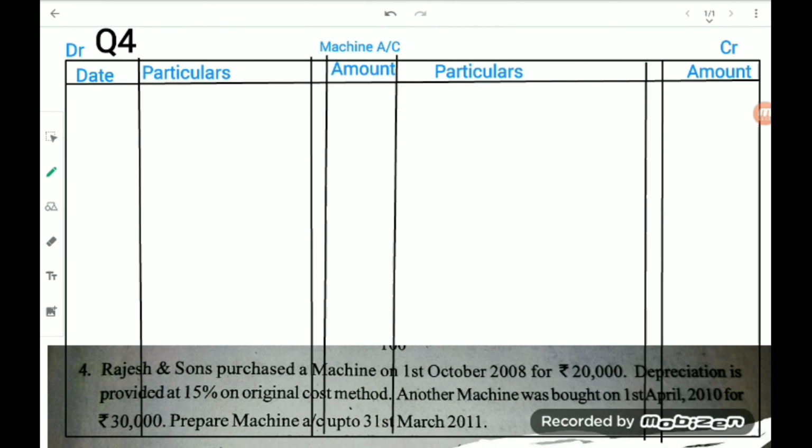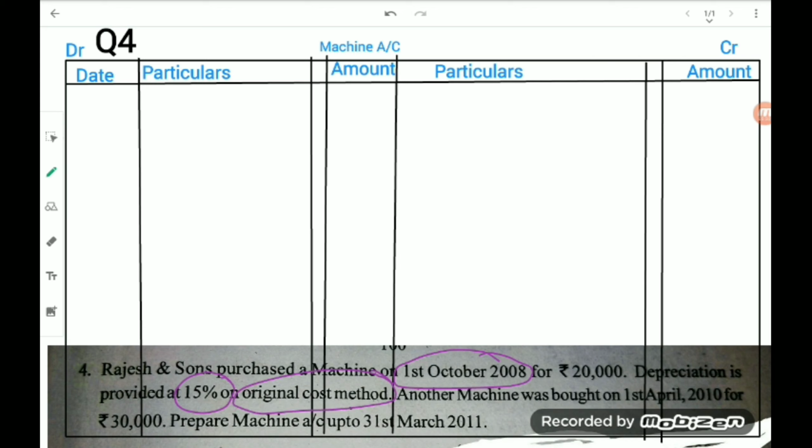Students, now we'll start our fourth problem. See the fourth problem of the depreciation. Rajesh and Sons purchased a machine on 1st October 2008 for 20,000. When is the machine purchased? The machine is purchased on 1st October 2008 for 20,000. Depreciation is provided at 15% on original cost method. The rate of depreciation is 15% and the method is original cost.